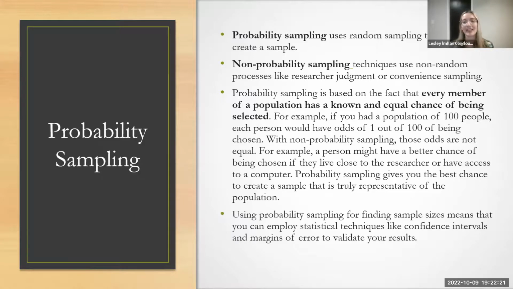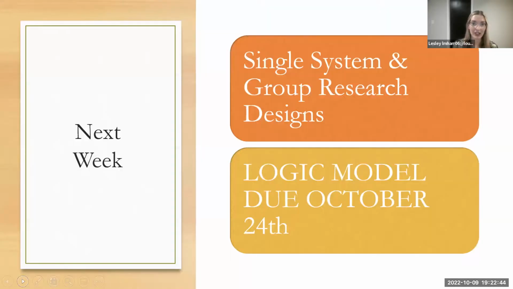So probability sampling gives you the best chance to create a sample that's truly representative. You can only say that you are recruiting a representative sample if you are engaging in probability sampling. So that is a strength. Using probability sampling for finding sample sizes means that you can employ statistical techniques like confidence intervals and margins of error when explaining your sampling strategy. Okay, some limitations are that it's very expensive. It's not always possible, and if you are working with a smaller organization, it's also very time consuming.